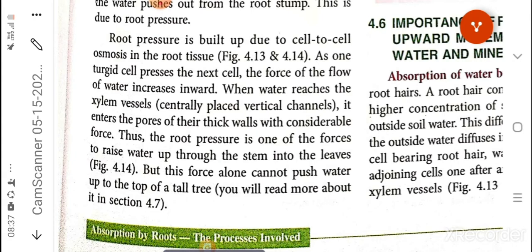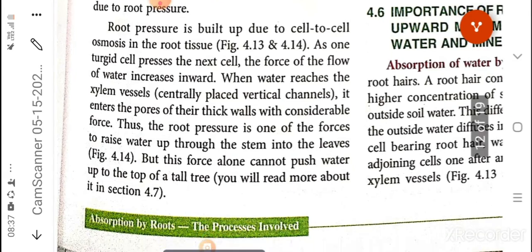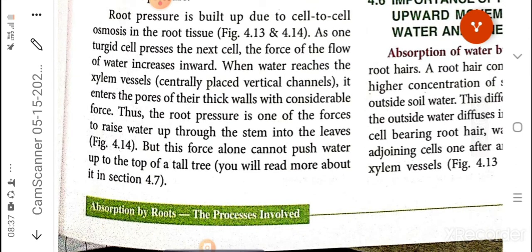Thus root pressure is one of the forces that help in the upward movement of water in the stem and into the leaves. That means the flow of water from the roots to the stem or into the leaves, this upward movement, generally occurs due to root pressure.